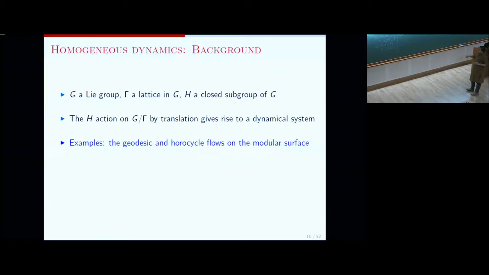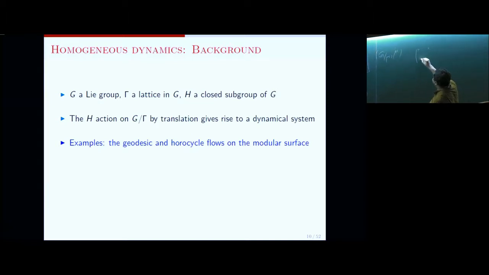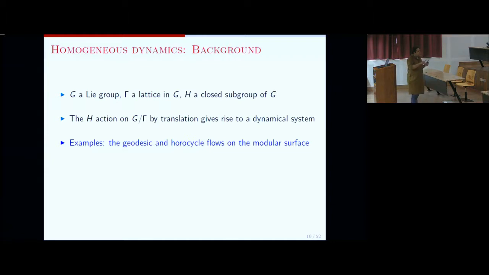Let's give two examples of such actions. The first is the action of the upper triangular group, matrices of the form (1 x; 0 1), on SL2R mod SL2Z. This is a program on geometry, so I'm sure everybody knows what's going on here. You can consider the action of SL2R on the upper half plane by Mobius transformations. The upper half plane is a quotient of SL2R by the orthogonal group. On the upper half plane you have geodesics, which, as we know, are either semicircles centered on the x-axis or vertical lines. And you have horocycles, which are circles tangent to the x-axis.